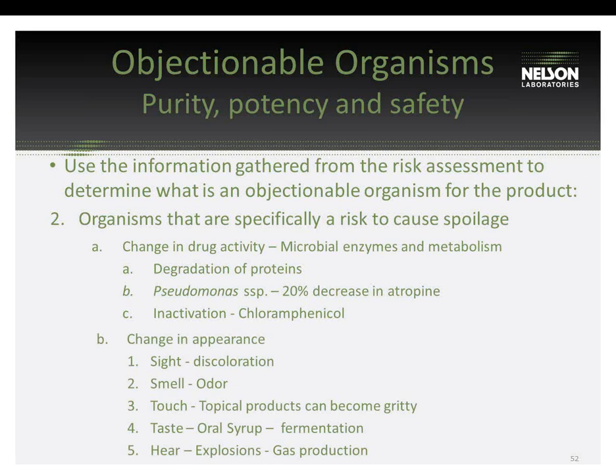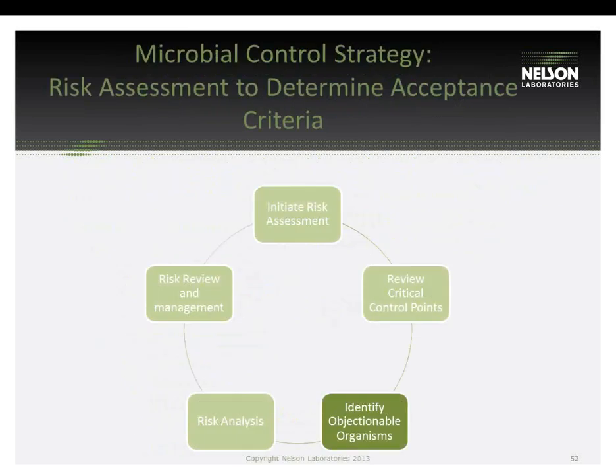Another sign of spoilage is appearance: discoloration, different odor than normal. Topical products can become gritty. Oral syrups, since they have lots of sugar, yeast can cause fermentation. And when there's gas production, it can cause problems with the container. We've had a few samples in the laboratory that have exploded due to yeast contamination in the product. And you don't want that happening on the store shelf, obviously.